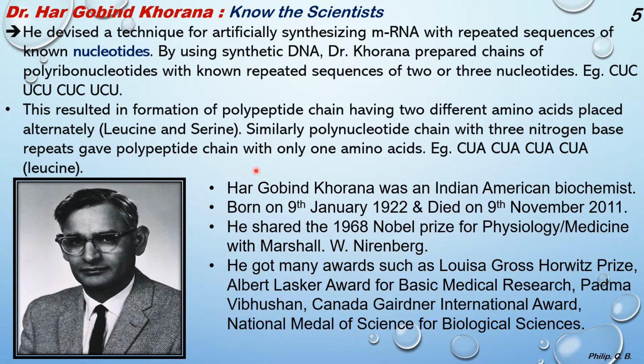Now, a little bit in detail about the scientist. Hargobind Khorana was an Indian American biochemist, born on 9th January 1922 and died on 9th November 2011. He shared the 1968 Nobel Prize for Physiology or Medicine with Marshall W. Nirenberg. He received many awards such as the Louisa Gross Horwitz Prize, the Albert Lasker Award for Basic Medical Research, the Padma Vibhushan, the Canada Gairdner International Award, and the National Medal of Science for Biological Sciences.